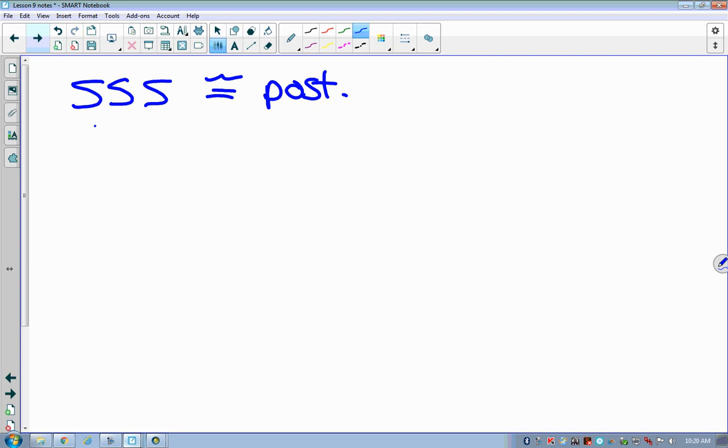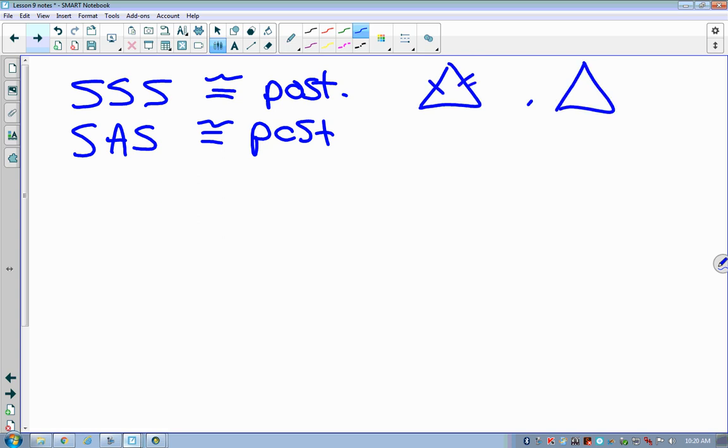Another one that we have is the side, angle, side congruency postulate. If I have something like that, I know that those two triangles are congruent. Side, angle, side, and it has to be in that order. It can't be any two sides and an angle. It has to go in this order. What you'll notice is that because the angle is in the middle, the angle is included. Do you guys understand what it means for something to be included? It's in between.